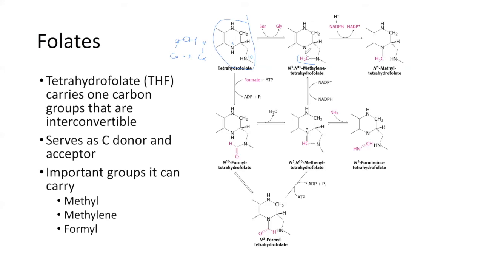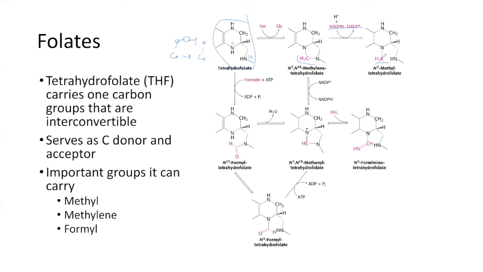Now, this is great. Now you're holding a CH2 group. If something needs a CH2 group, THF can give it to somebody. But also, what if you don't want CH2? What if you want a methyl group? To make that even cooler, what we can do is reduce this group using NADPH. If you reduce that CH2 group, it becomes a CH3. Now you have a THF molecule with CH3, and now you can donate a CH3 group to someone.